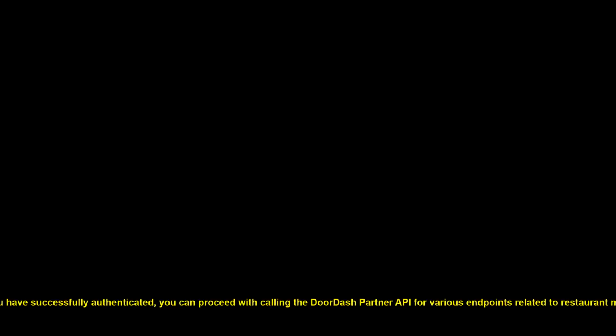Now that you have successfully authenticated, you can proceed with calling the DoorDash Partner API for various endpoints related to restaurant management. Integrate the authenticated restaurant UI with your application using the data retrieved from the API. Test the integration thoroughly to ensure everything works as expected. This completes the authentication process for using the DoorDash Partner API for your restaurant UI.